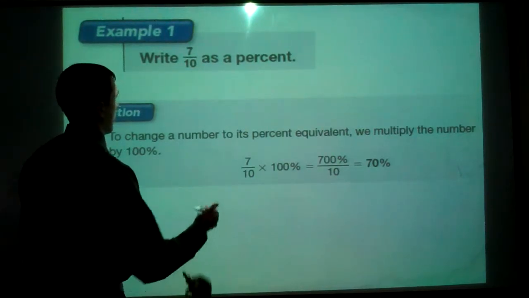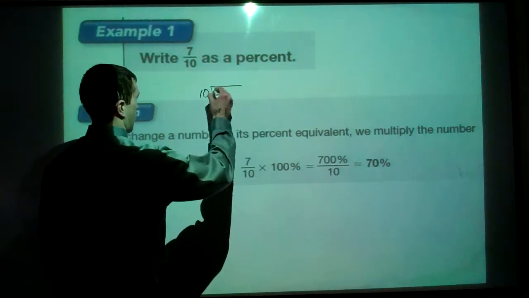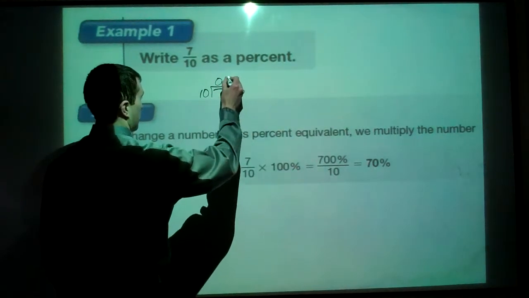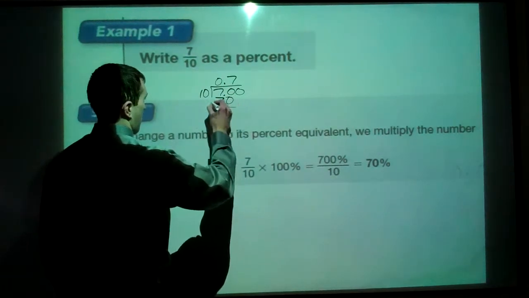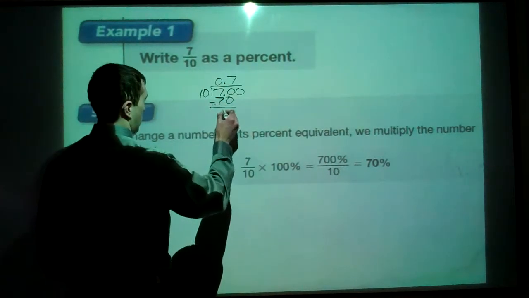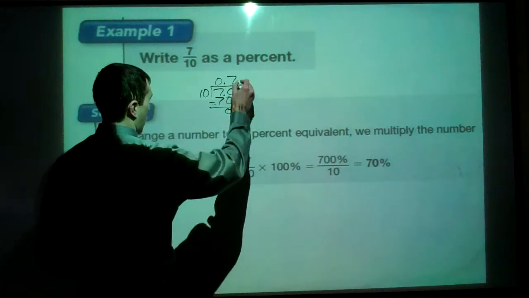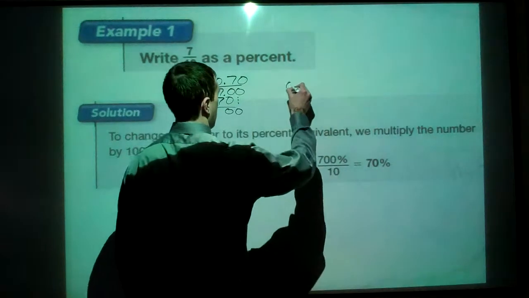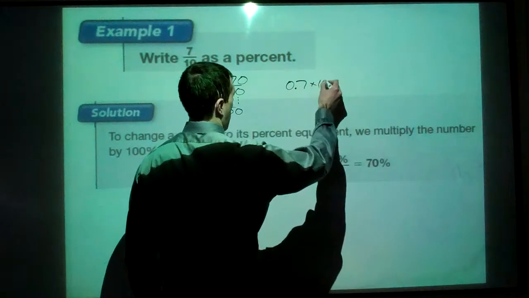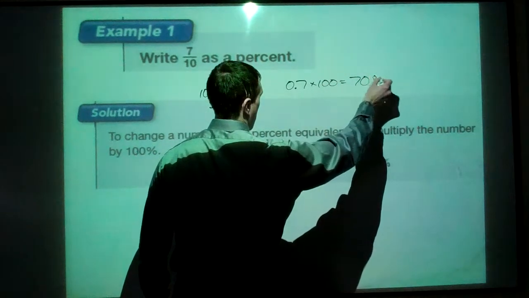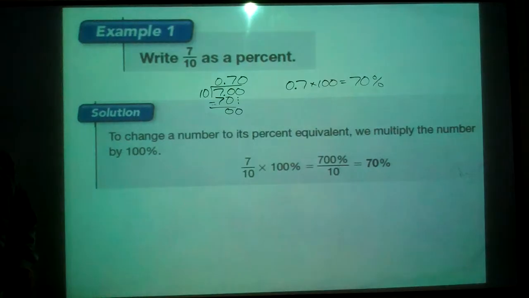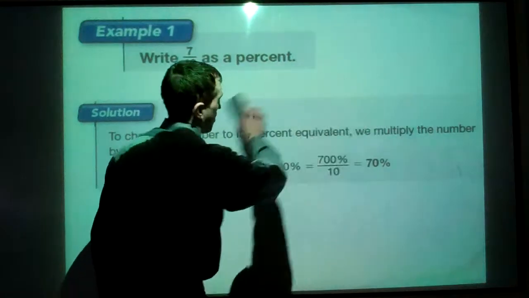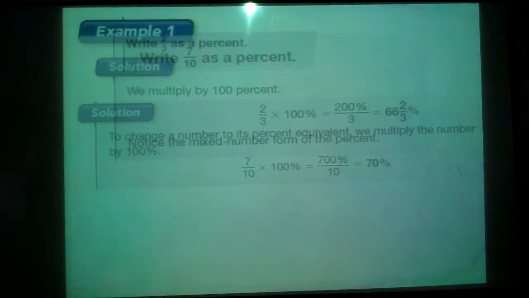If we would have done it the other way, that's 10 goes into 7, 0 times. 10 goes into 70 7 times. Do the subtraction, get 0. Okay, so 0.7. If we multiply that by 100, you still get 70%. So whichever way you want to go about doing it, doesn't really matter. Alright, let's take a look at the next one.